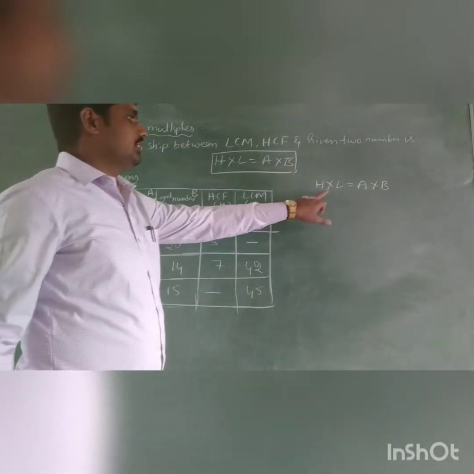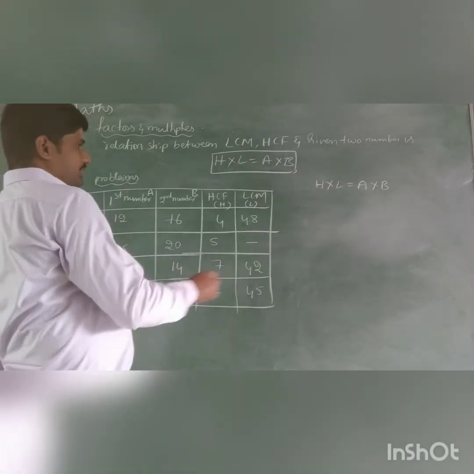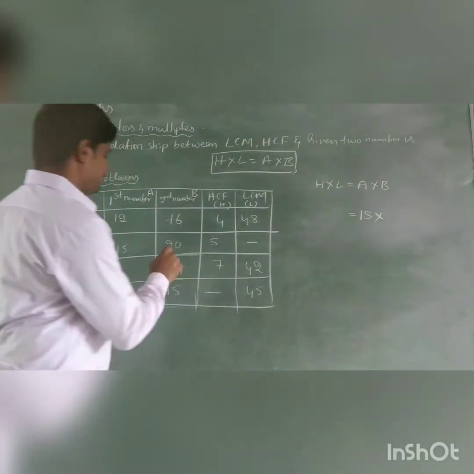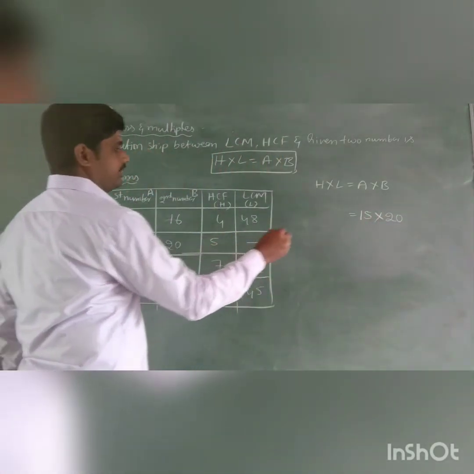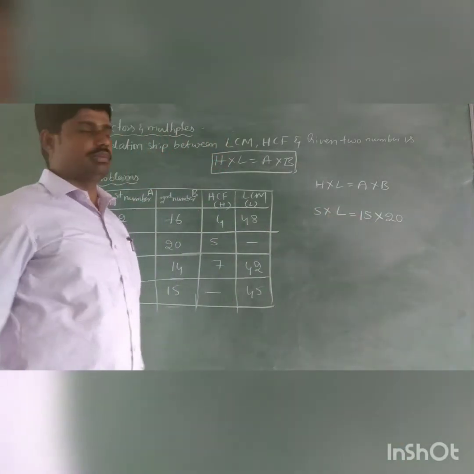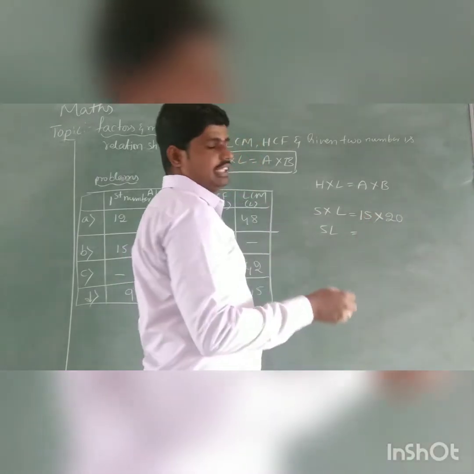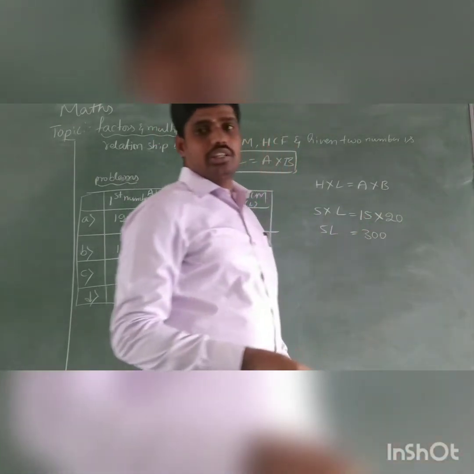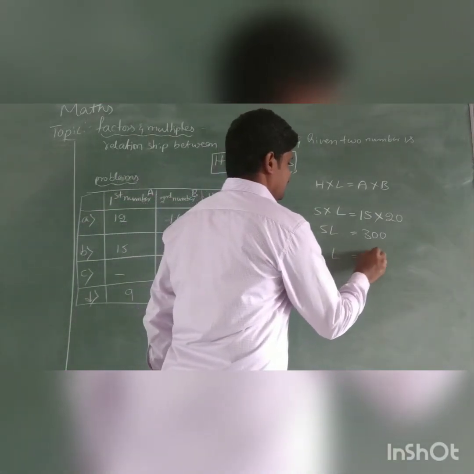The relationship is H into L is equal to A into B. Now substitute the values. A means 15, B means 20, H means 5, and L is not given, so write it as it is. Now multiply 5 into L, 5L. 15 into 20: 15 twos are 30, put 0 as it is, so 300. Now find the value of L. L is the variable.